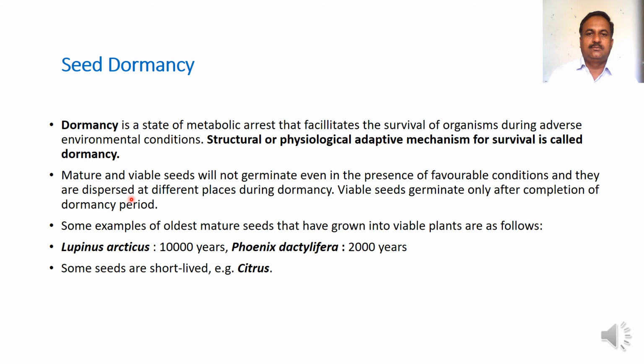Some examples of the oldest mature seeds that have grown into viable plants are given here. Lupinus arcticus, which may remain viable up to 10,000 years. Another example is Phoenix dactylifera. The seeds of that plant may remain viable up to 2000 years. Some seeds are short-lived, for example, citrus.